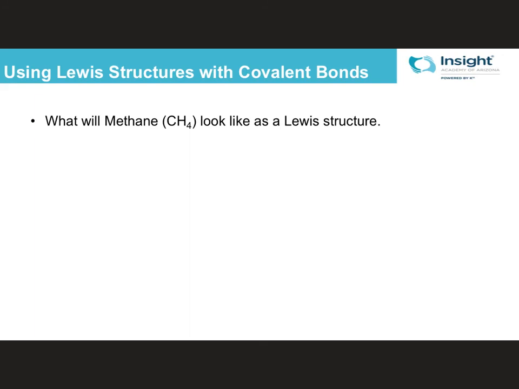We can use these Lewis structures to show what a covalent bond will look like, or a molecule. If you think about this, you've got your carbon. How will the 4 valence electrons of carbon look around the C? Am I going to have 4 single electrons, 1 at each position, or am I going to have 2 pairs? I hope you said 4 single electrons at each position. And then our hydrogens have 1 electron, so they're going to do something like that.